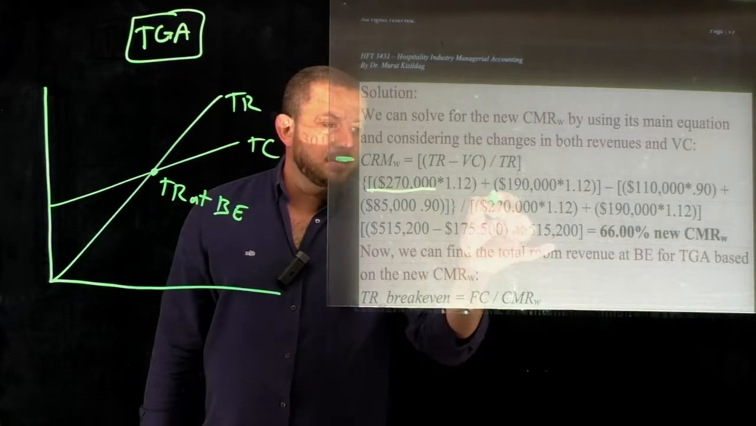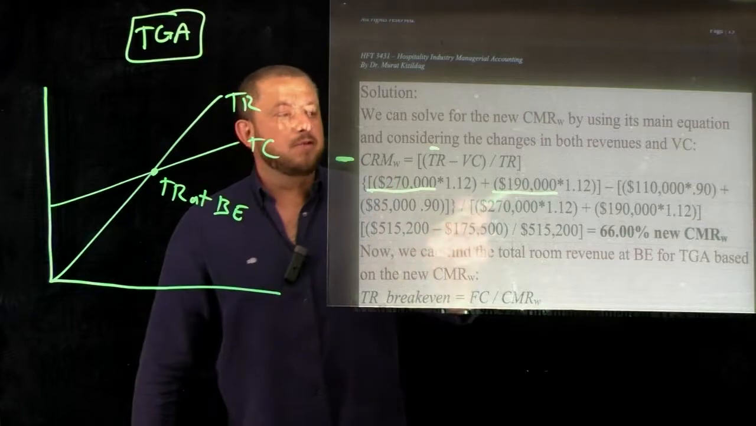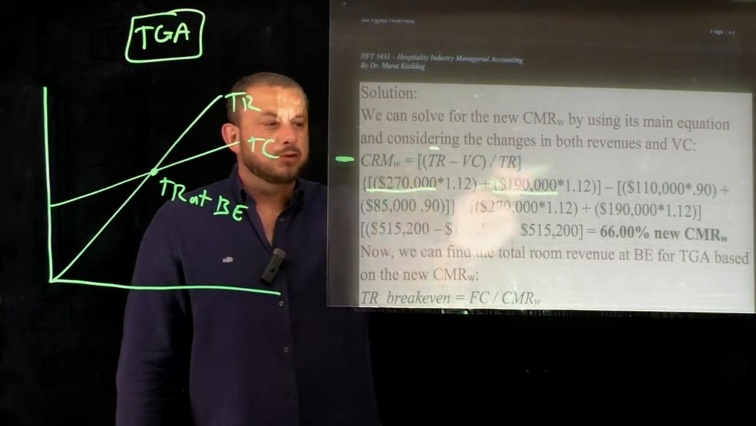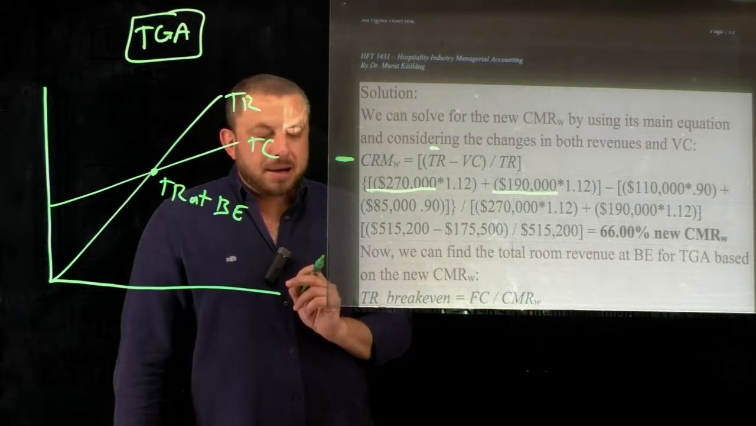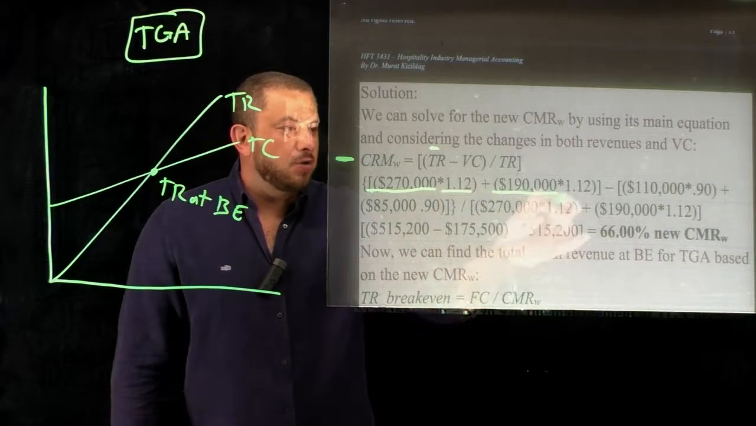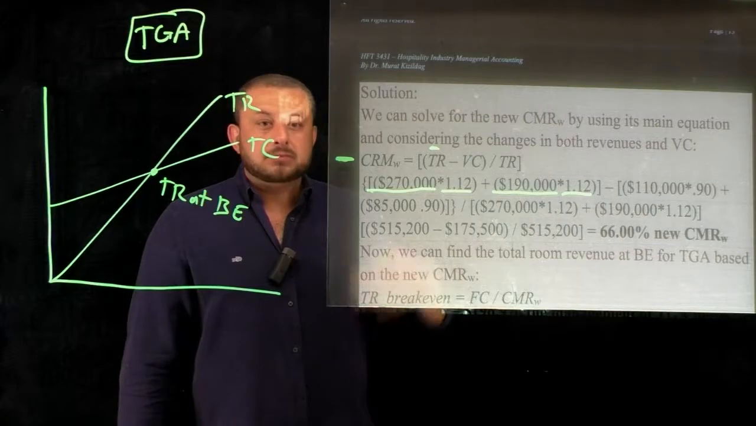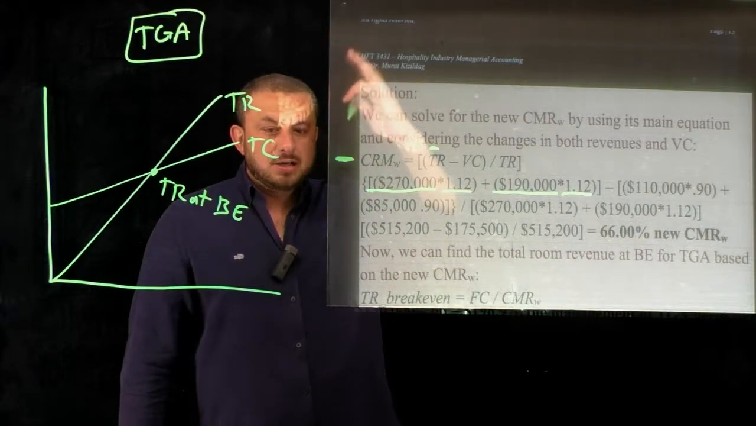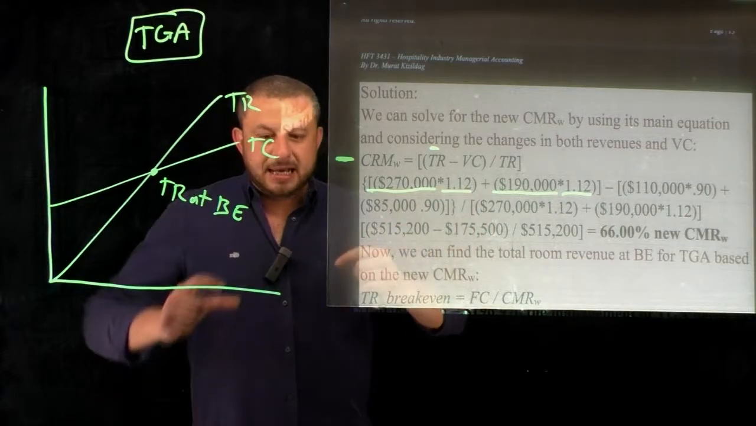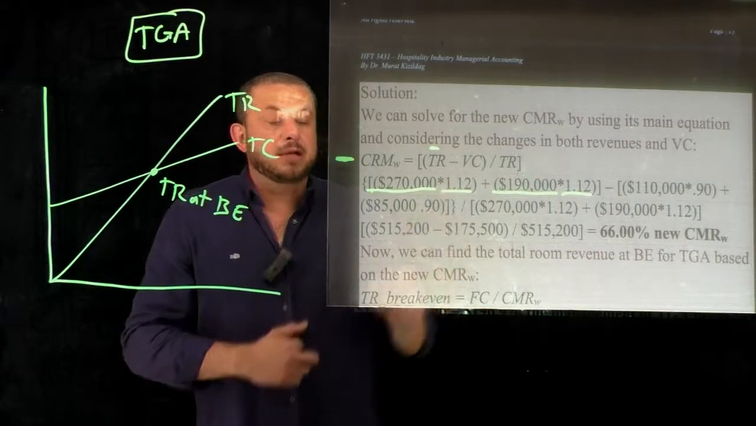$270,000 and $190,000, I'm at TR right now. $270,000 and $190,000 was the original TR levels for rooms and retail departments. But I will have to increase them by 12% by multiplying them by 1.12 right now, because the question tells me that there are changes. The revenues are increasing. So guys, the reason I multiply by 1.12, I am adding 12% to an original one. Okay guys?